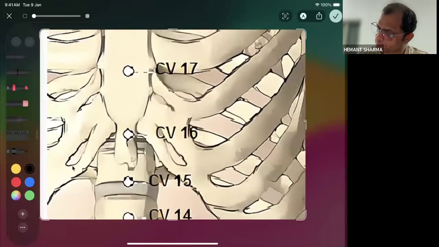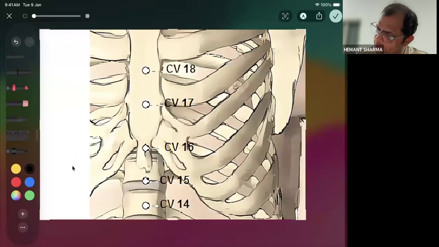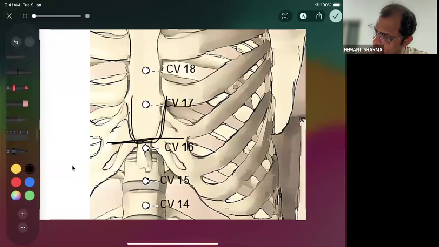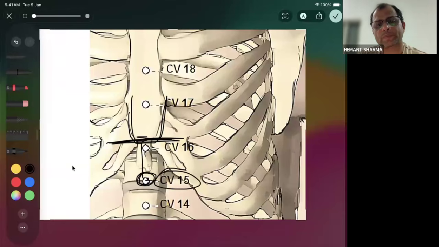So we can see in this image here. This is our sternum bone. From the lower part of the sternum bone, if we go one chun down, that is the location of CV15. Or from the navel, if I come 7 chun above, that is the location of CV15. CV15 is the luo-connecting point of the CV meridian. It's a very important luo-connecting point.